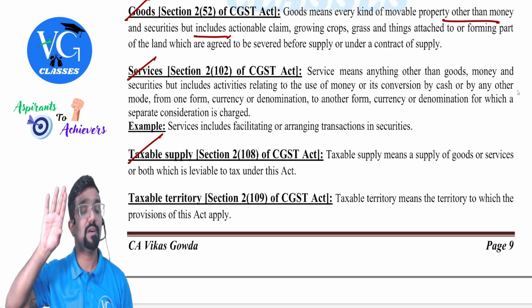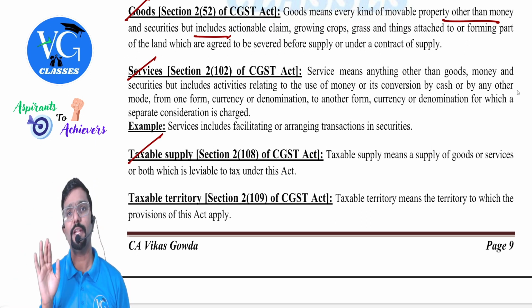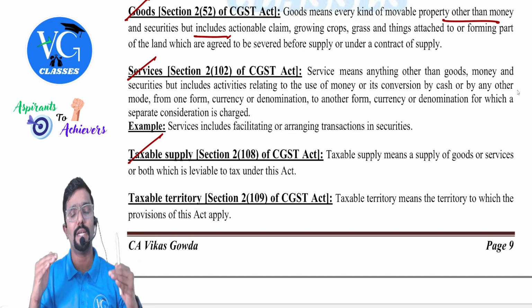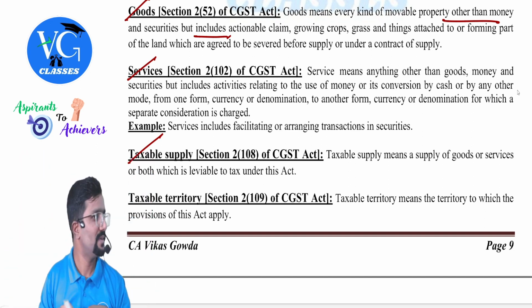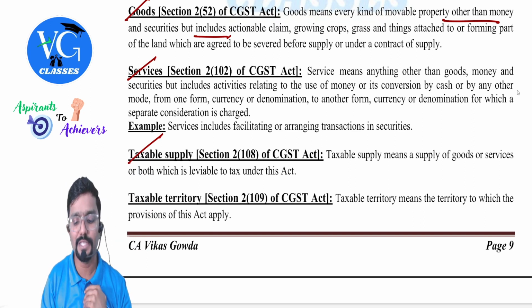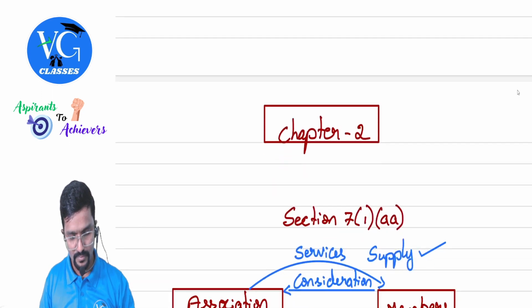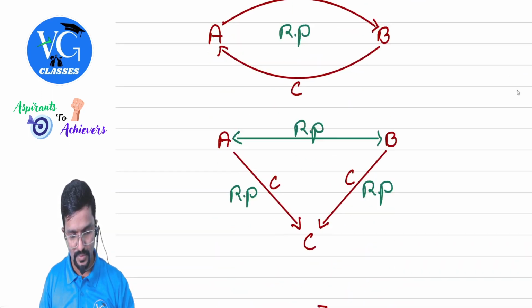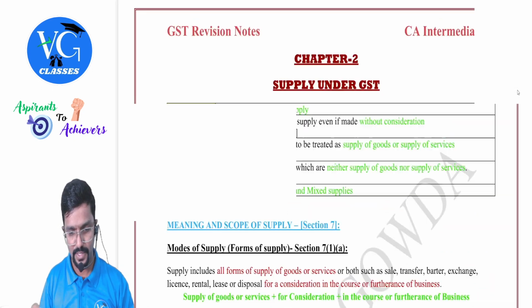Same way, there is something called the negative list. Negative list means they have told that the following activities are outside the GST. Outside the GST means they are also not taxable. Yes. So it is like this. Just a minute. I guess I have given it.